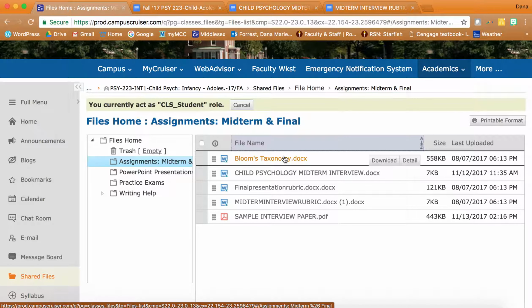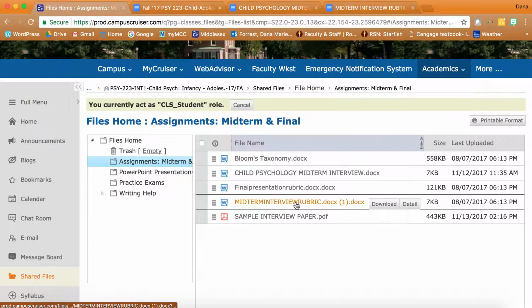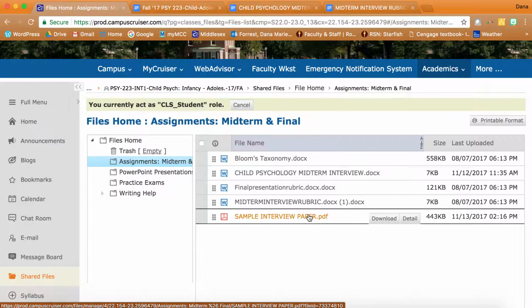Assignments. So to get to the midterm, you'll click on this document here. Mine's on another tab up here. So there's that. There's a midterm rubric, and there's a sample paper here for you. And we'll go through all of these right now.